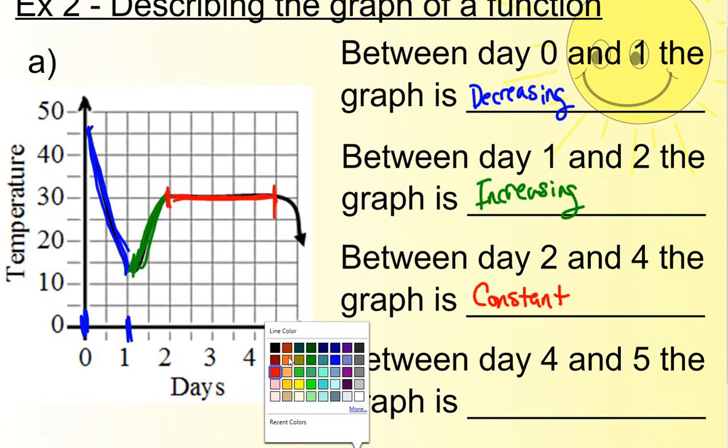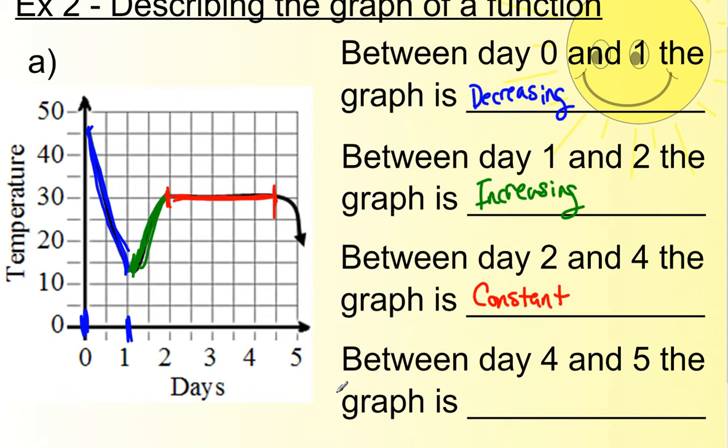I need a new color. Let's do that. Oh, purple. I love purple. Here we go. Now, between days 4 and 5, so between here and here, the end of this, the graph is decreasing again.